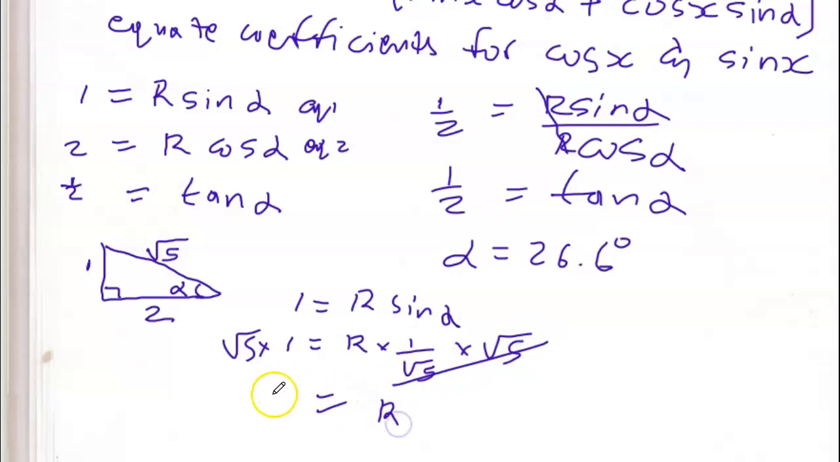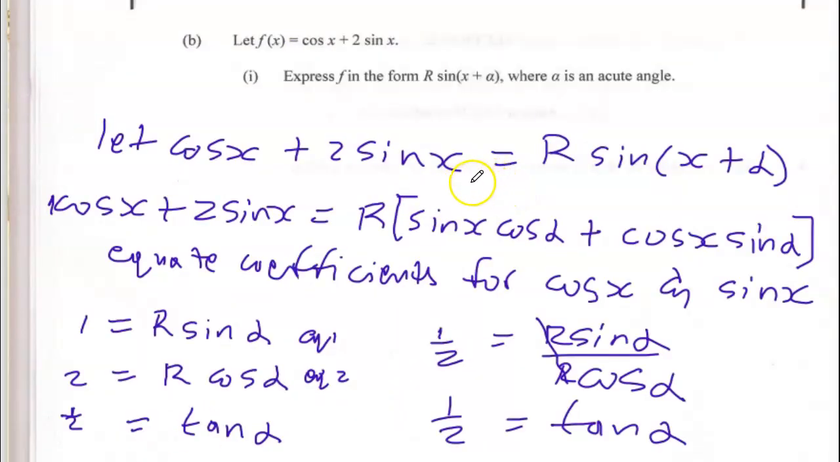So we have alpha and we have r. Right now our solution: r is root 5. So cos x plus 2 sin x is equal to root 5 sin x plus 26.6 degrees.